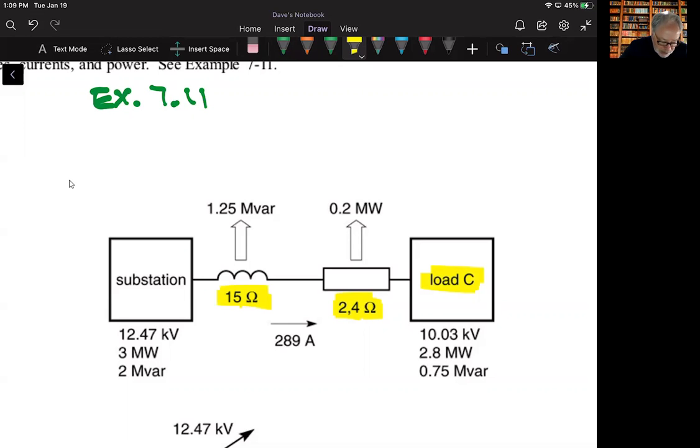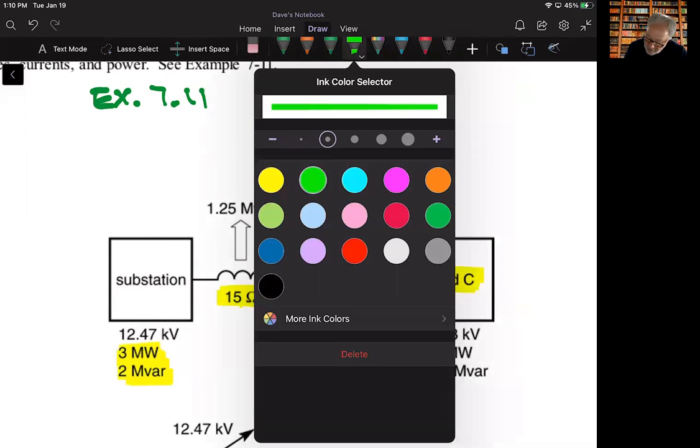The instruments at the substation indicate that the active power and reactive power to the line are 3 megawatts and 2 megavar respectively. And he's asking us to find the line current, the active power, reactive power, line voltage, phase angle between the voltage and the load, and so forth. So lots of stuff to do, but at the same time, we're given lots of information, right? And we can already see some things here as we start to work through this.